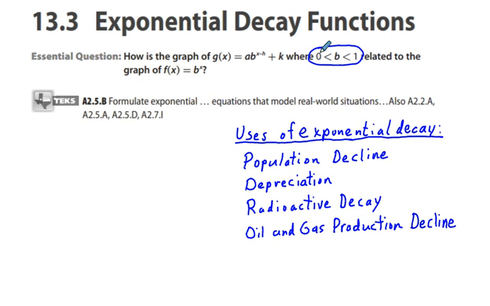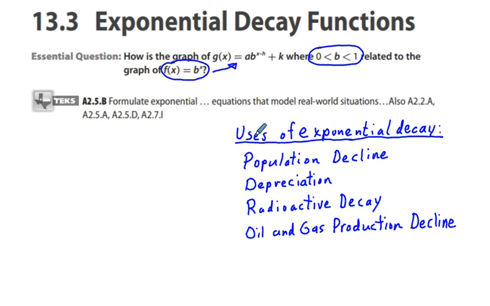In an exponential growth function, you had b, your base, greater than 1. Here, you're looking at a base less than 1 for decay. And we're looking at this function here, f of x equals b to the x, and you're going to have a transformation used based on what a is, what h is, what k is. And we're going to examine that in this lesson.